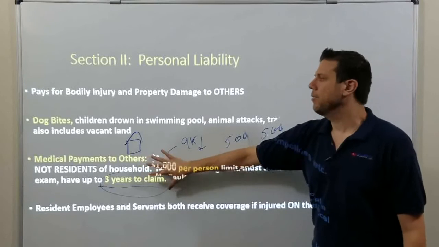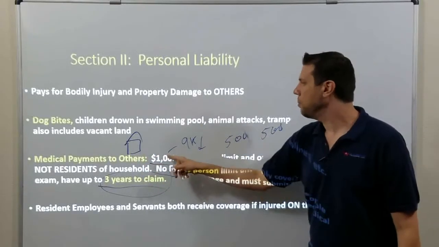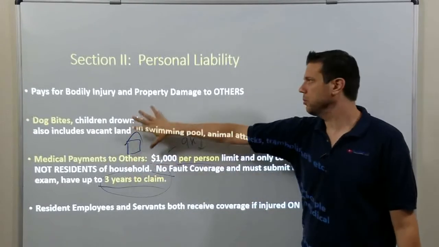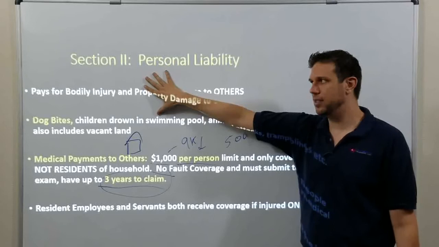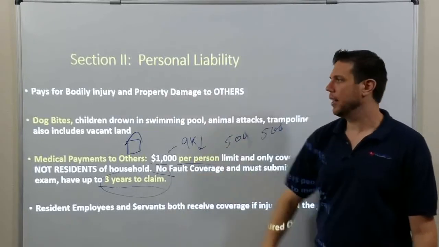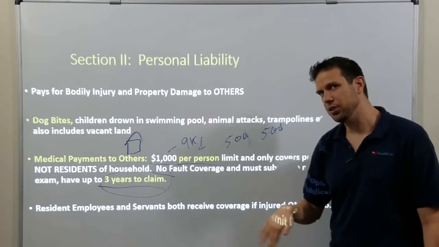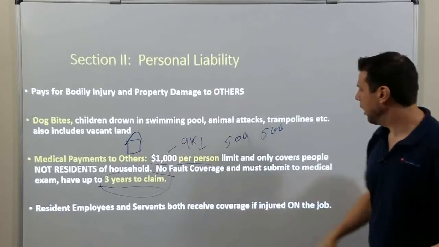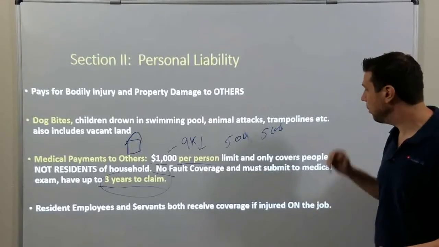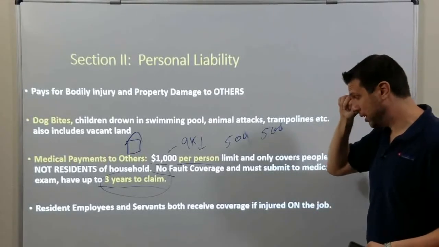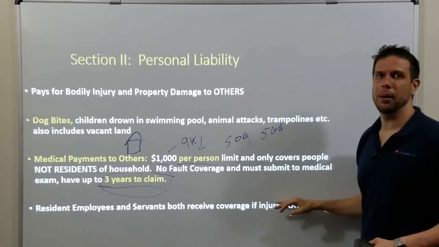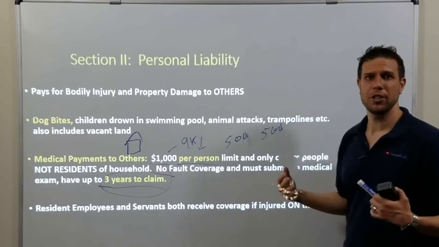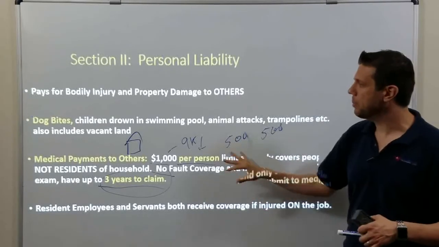The reason we have this is because the insurance companies are hoping that if they cover this small amount of medical bills, the person won't sue and go into the $100,000 of liability. This has helped stop those small lawsuits from turning into big lawsuits. But remember, resident employees and other people are only covered if they get hurt on the job. If they're living there and they're not on the job, then they don't get covered. If your child gets hurt, not covered. It has to be other people.